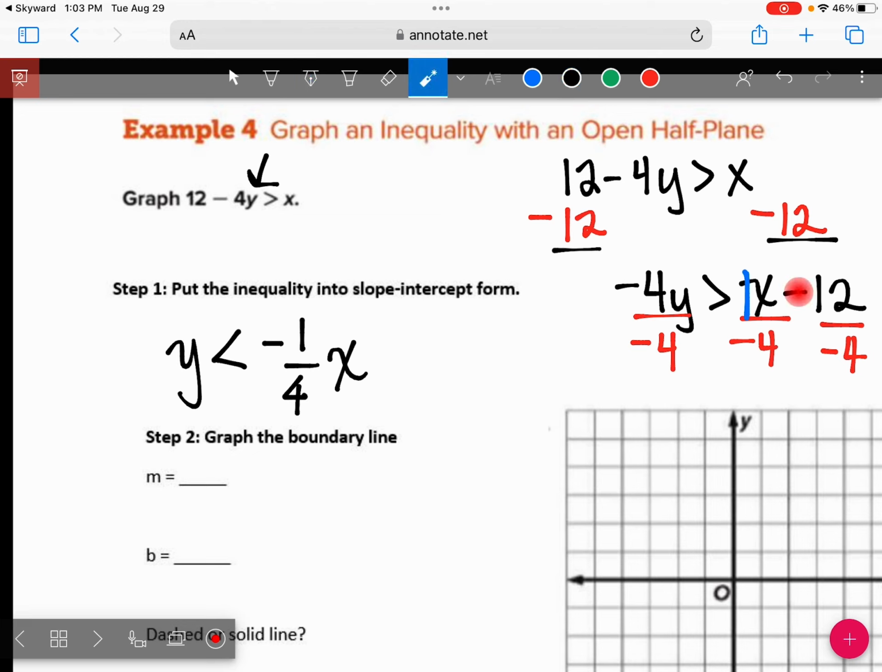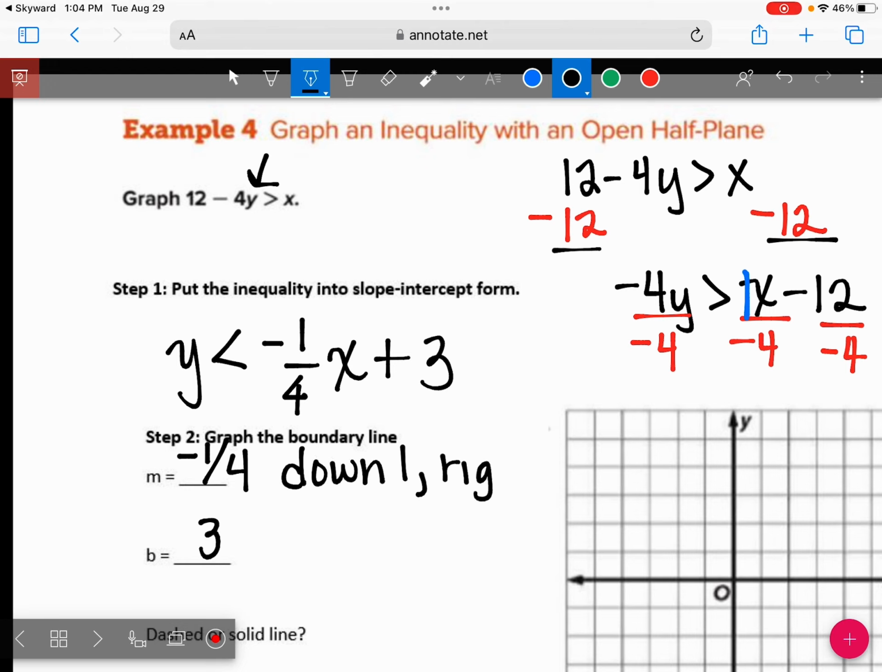And when you divide two numbers that are both negative, see here we're dividing a positive by a negative, so it stayed negative. Here I'm dividing a negative and a negative, so it becomes positive. So my slope is negative 1/4, and my y-intercept is 3. Now, because the slope is negative, I'm going to go down 1 and right 4.